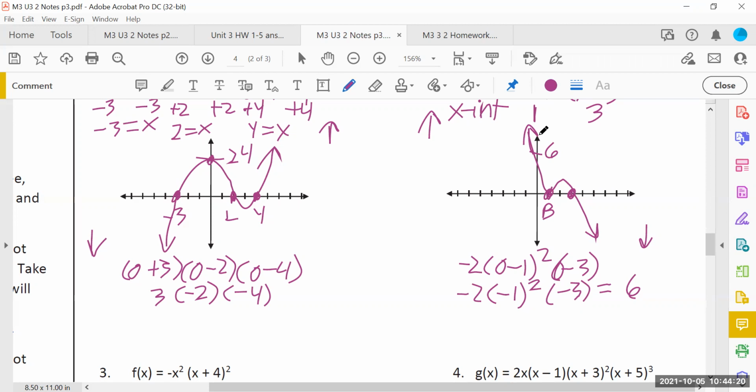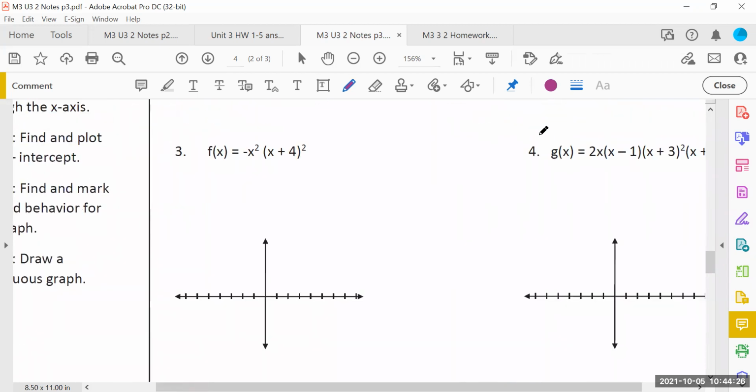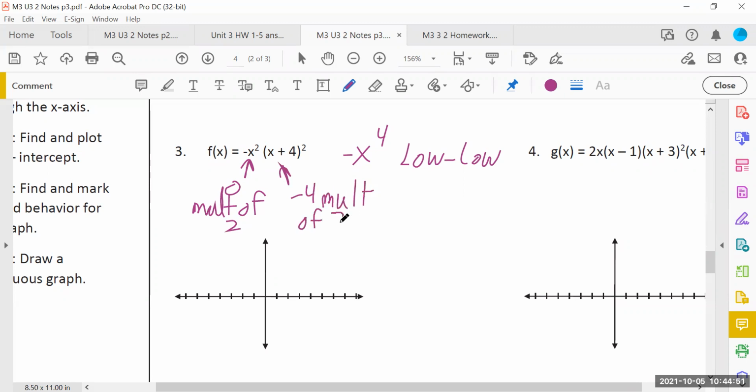Now, the hope is you're going to get faster and faster as you do these. So number 3, I'm going to do real fast. Negative x squared times x is going to be negative x to the 4th. That's going to be low, low. I have an x-intercept right here of 0, multiplicity 2, and an x-intercept here of negative 4, multiplicity of 2. So both of those at 0 and negative 4 are going to be bounces.